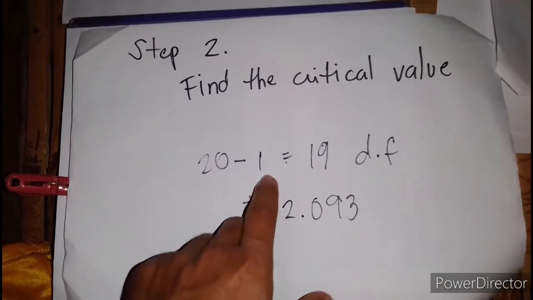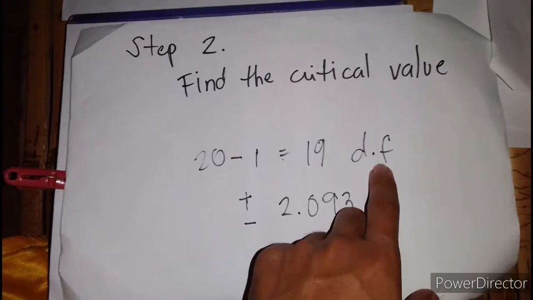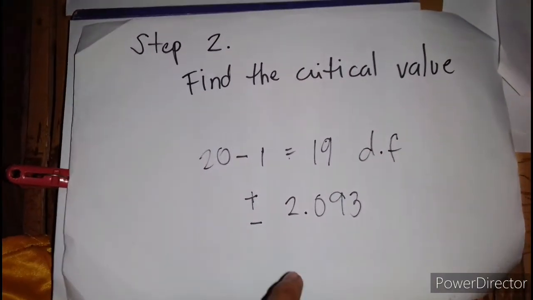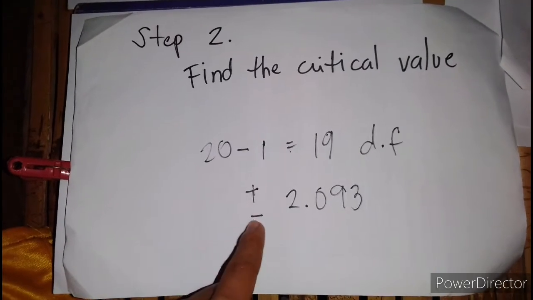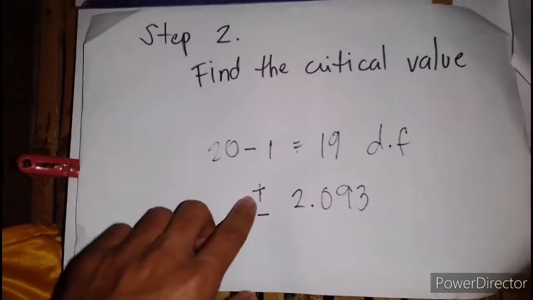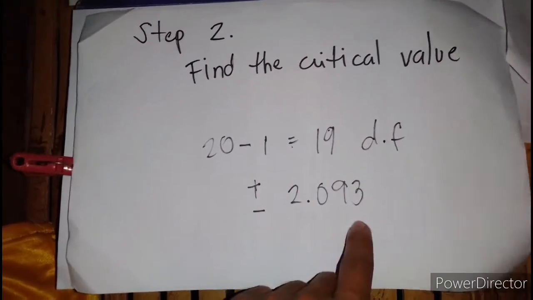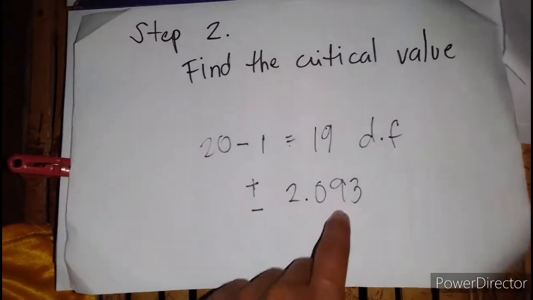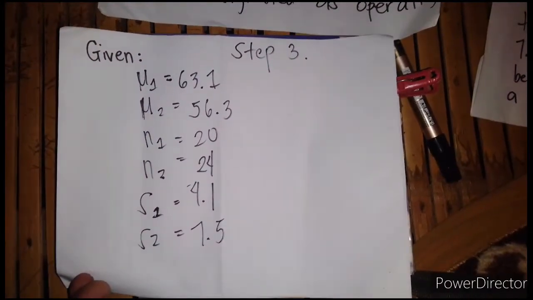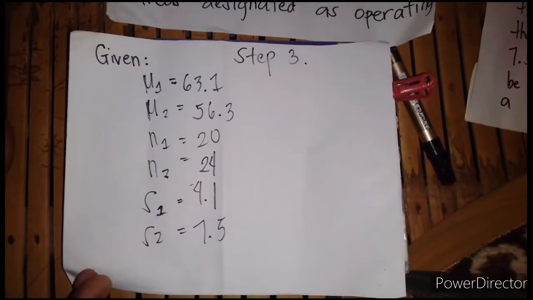So 20 minus 1 equals 19, our degrees of freedom. So the value of 19 in the t distribution table, ang critical values natin ay positive 2.093 and negative 2.093. Let's proceed to step 3.